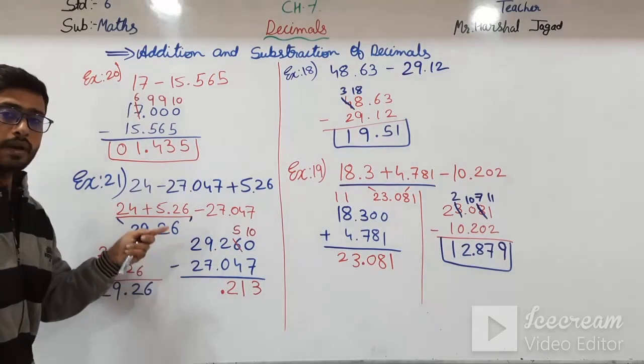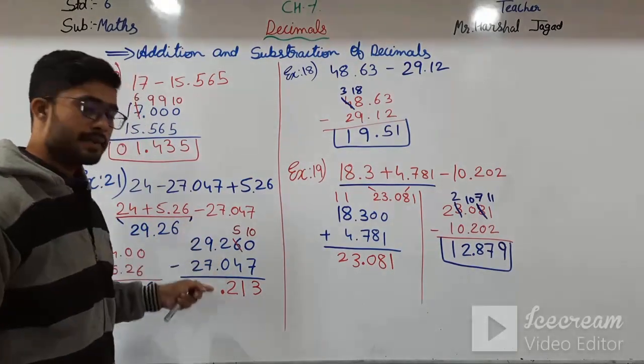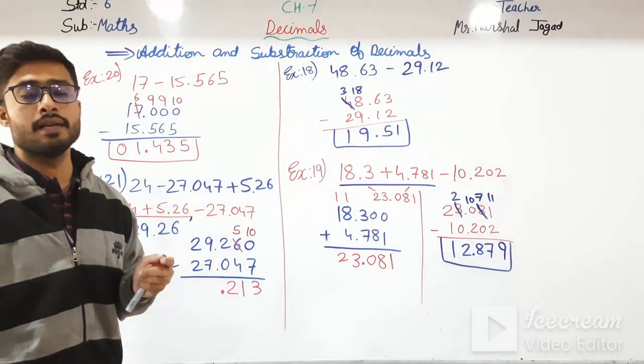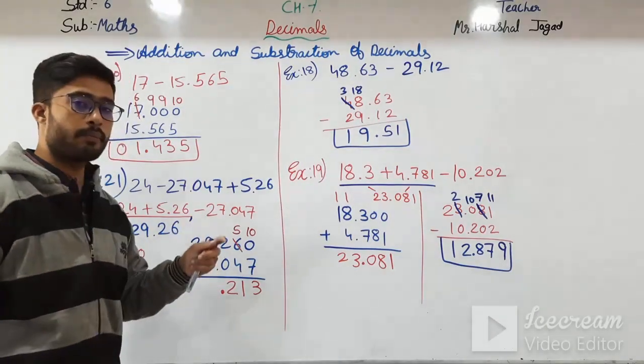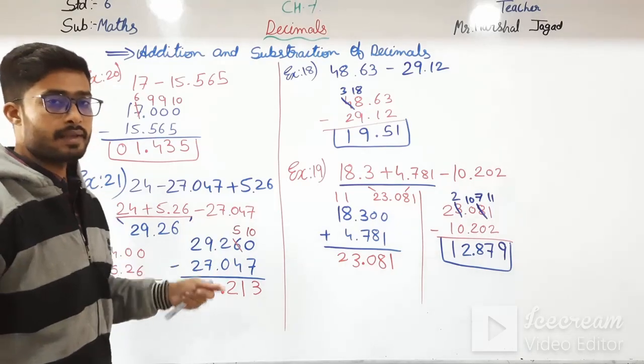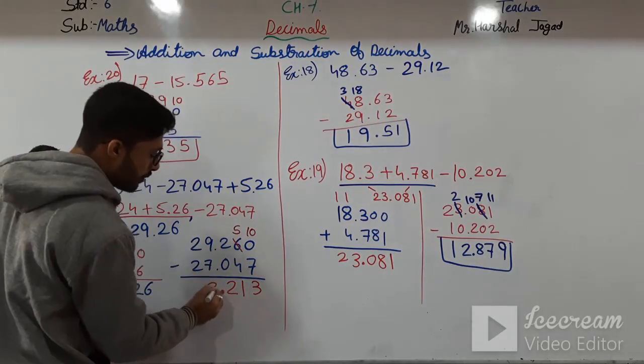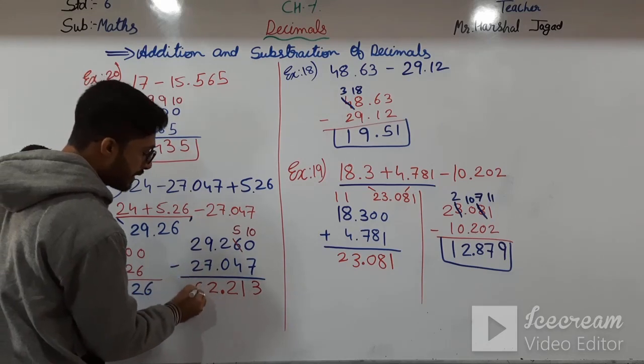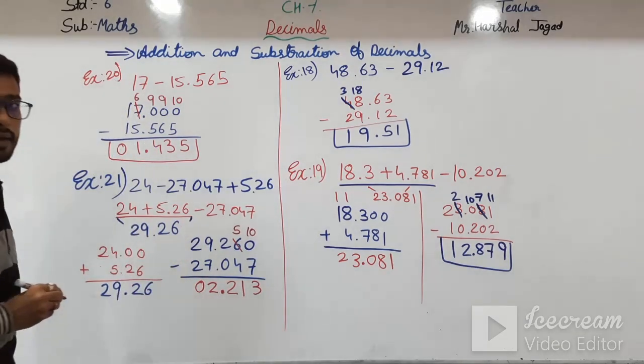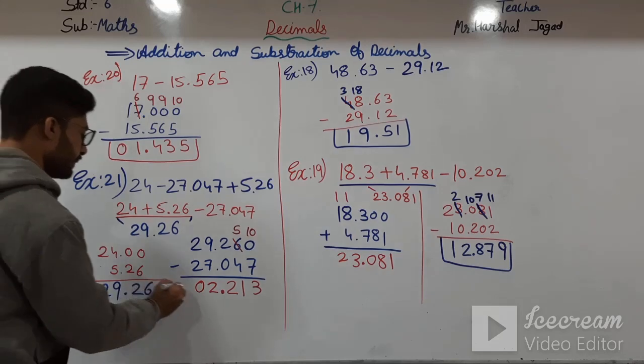See here, you have to take care that you put a decimal point at the proper place. If you put a decimal point in any other place, then your marks can be cut. So 9 minus 7, that is 2, and 2 minus 2, that is 0. Okay, so this is our answer.